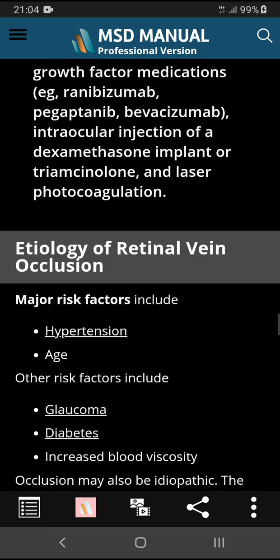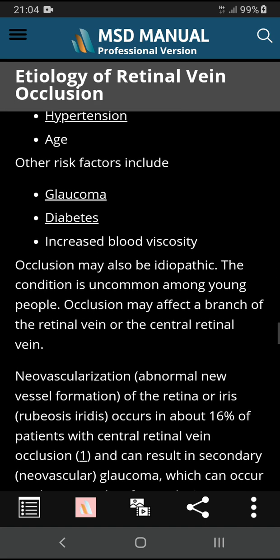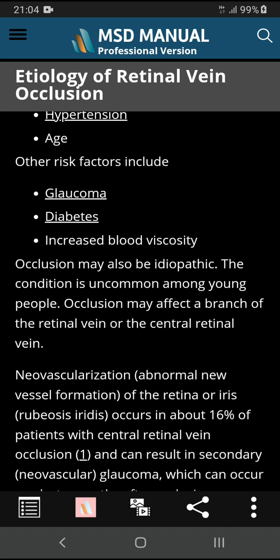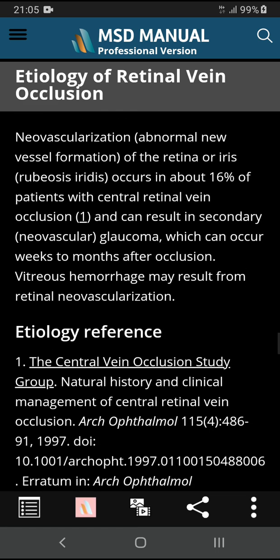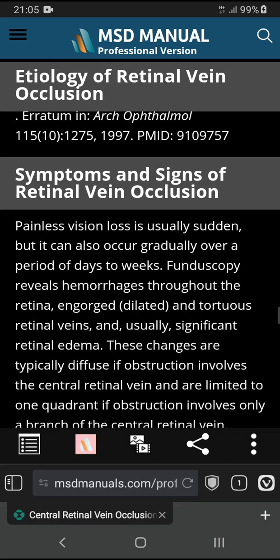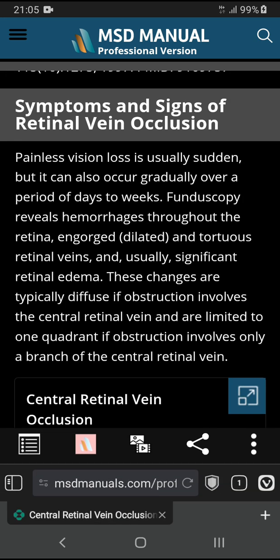So let's talk about the etiology. The major risk factors for central retinal vein occlusion or branch retinal vein occlusion are hypertension and age, but also other things like glaucoma, diabetes, and increased blood viscosity, and occasionally it is idiopathic. When we are talking about the symptoms, it usually presents with sudden painless vision loss. It can also be gradual, but usually it is sudden.